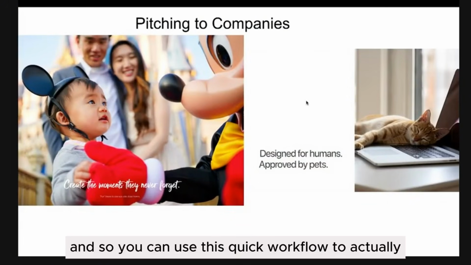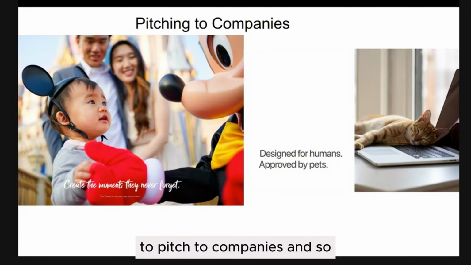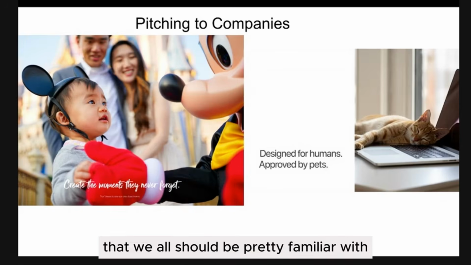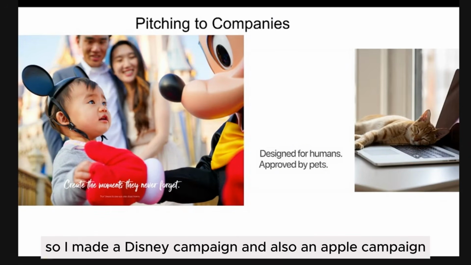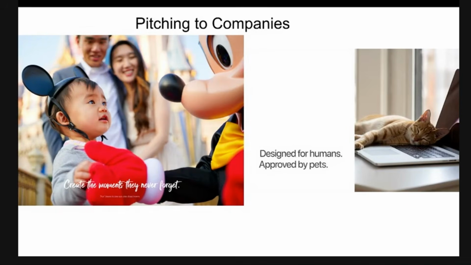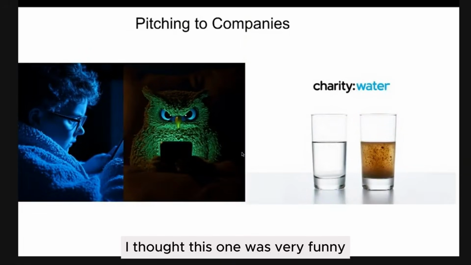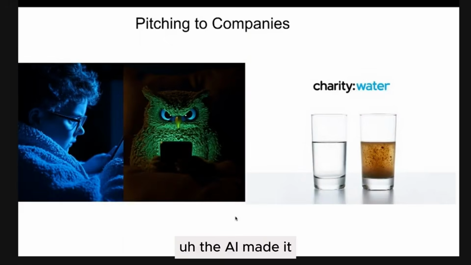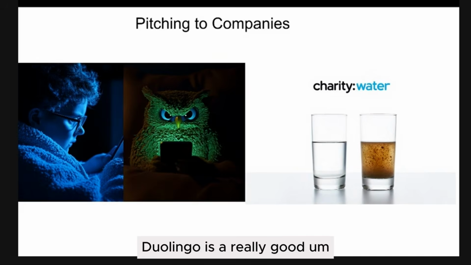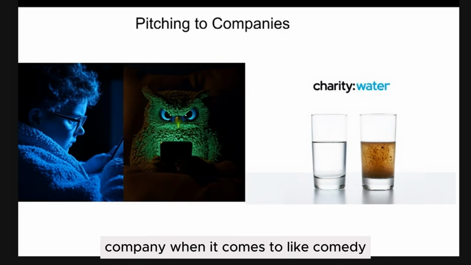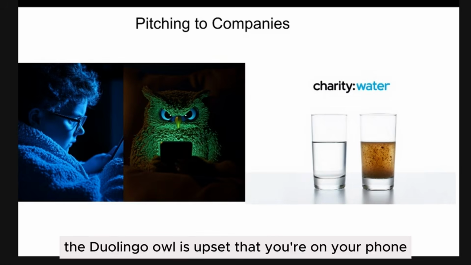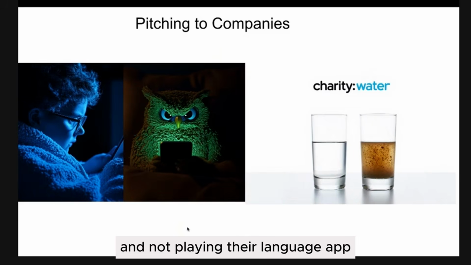And so you can use this quick workflow to actually pitch to companies. And so I did some fake mock-up campaigns for some companies that we all should be pretty familiar with. So I made a Disney campaign and also an Apple campaign. I thought this one was very funny. The AI made it. Duolingo is a really good company when it comes to comedy. And so the Duolingo owl is upset that you're on your phone and not playing their language app.